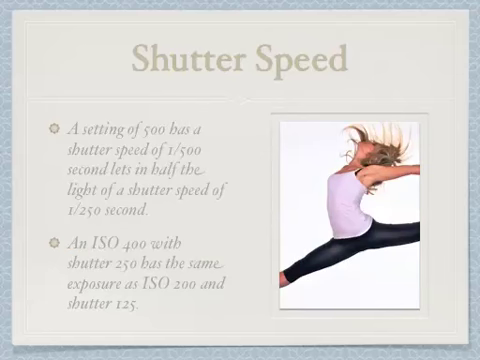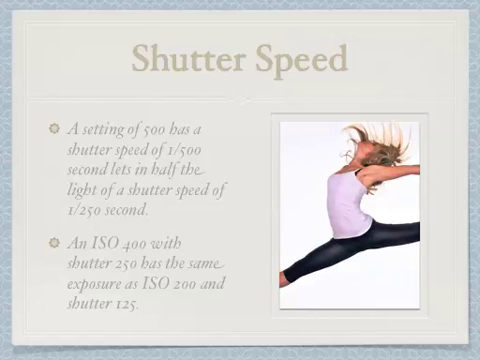Shutter speed. Shutter speed probably is the simplest of the three items to understand, the most intuitive. A setting of 500 on the camera has a shutter speed of 1/500th of a second. And of course, 1/500th of a second would let in half the light of a shutter duration of 1/250th of a second. So the 1/500th of a second represents how long the shutter is open and exposing the sensor. And you use a faster shutter speed if you want to stop action.